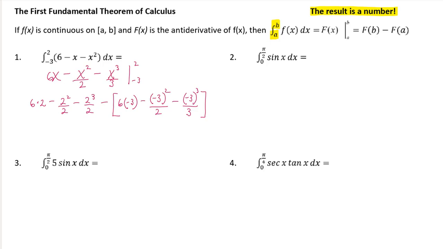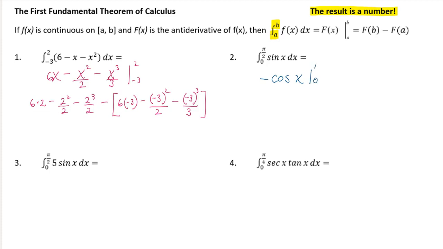We need the integral from 0 to pi halves of sine x. Well, what function gives a derivative of sine? That's going to be cosine of x. But if you think about the derivative of cosine, cosine has a negative derivative, and this sine x is not negative, so we're going to put a negative in front in order to cancel out the negative from the derivative.